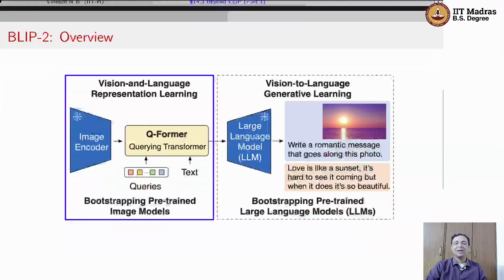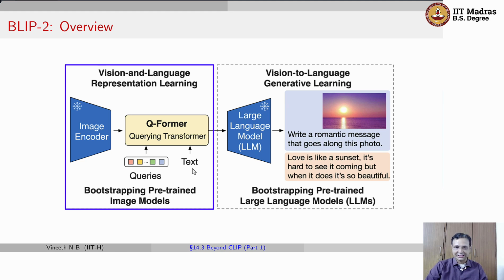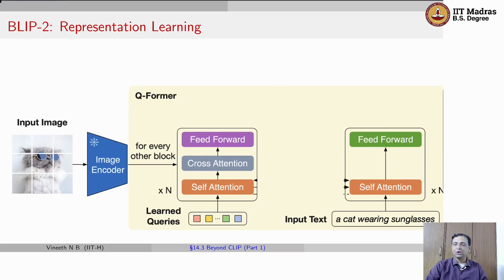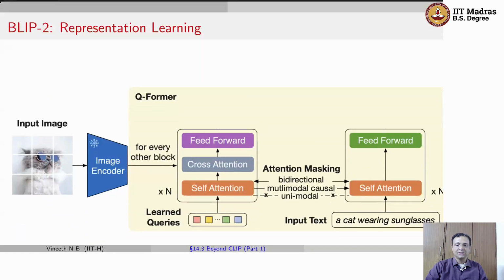Okay. Let's delve into one more level of detail. Let's first see the vision and language representation learning, especially the Q-Former, which is the main contribution of the BLIP-2 framework. So in the representation learning component, given an image cut up into patches, it goes into the image encoder, which is frozen. Now within the Q-Former, they have two kinds of transformer blocks. The first one here has n such blocks, and a second transformer here also has n such blocks. Let's try to understand both of these in more detail.